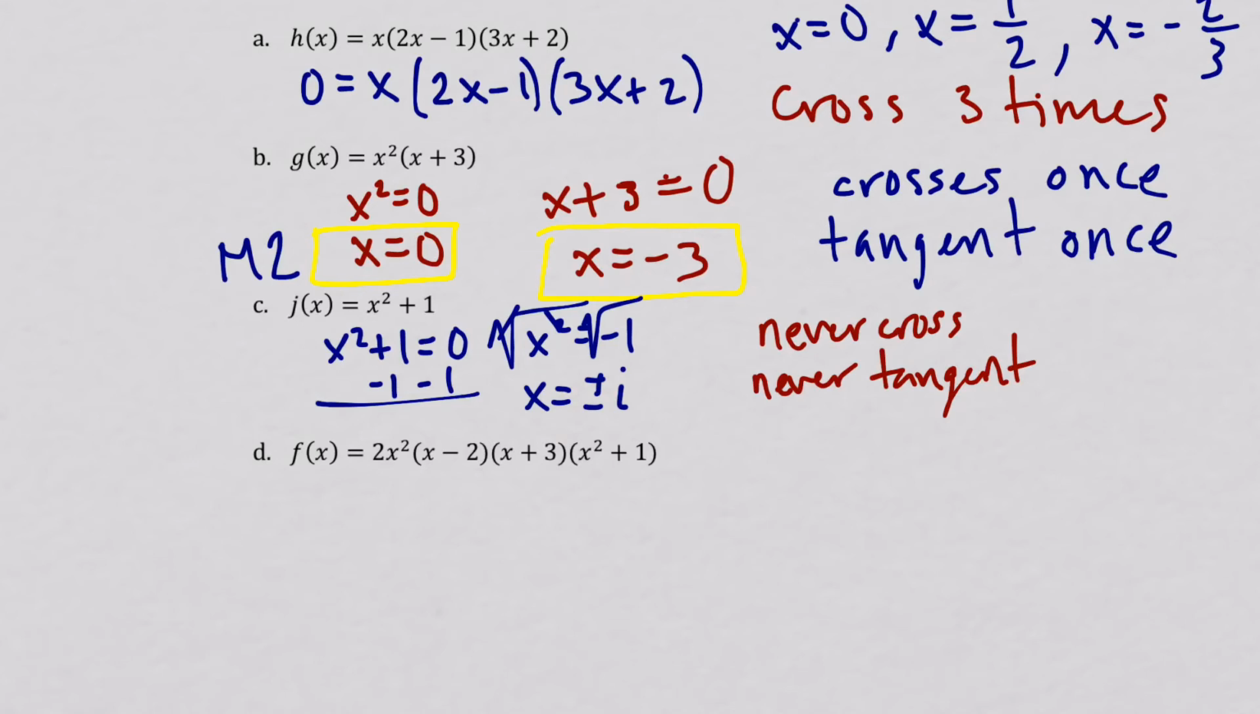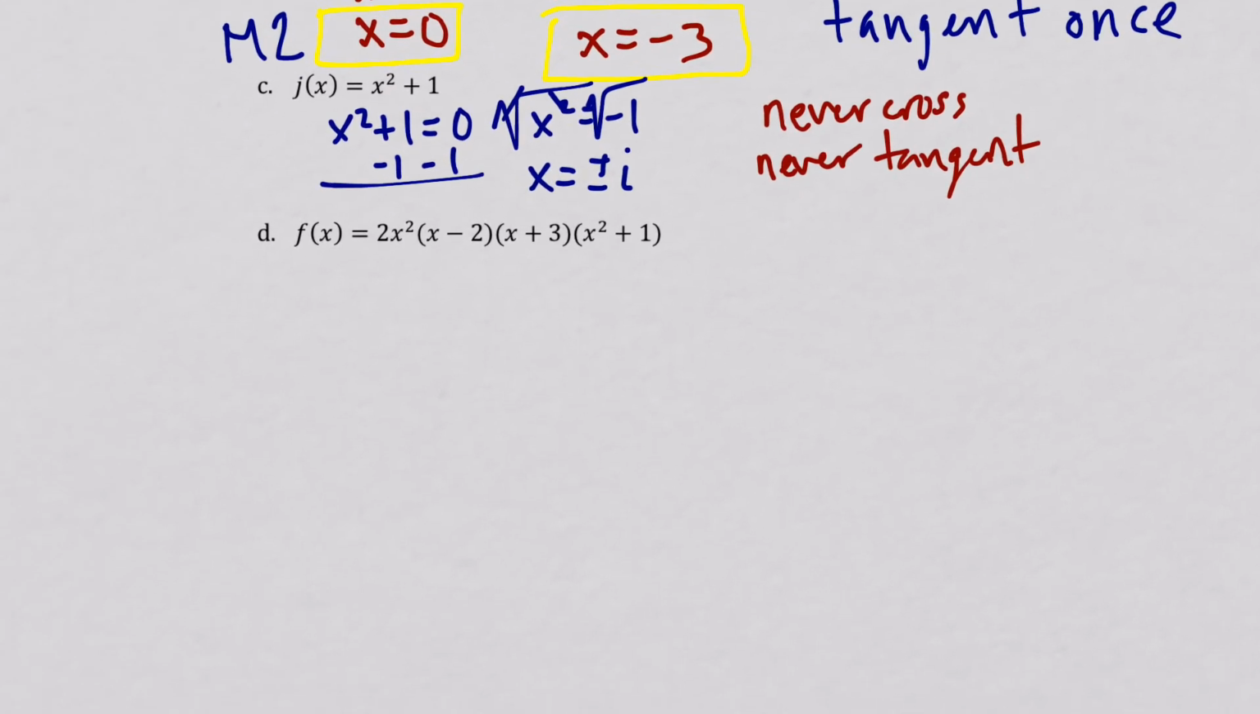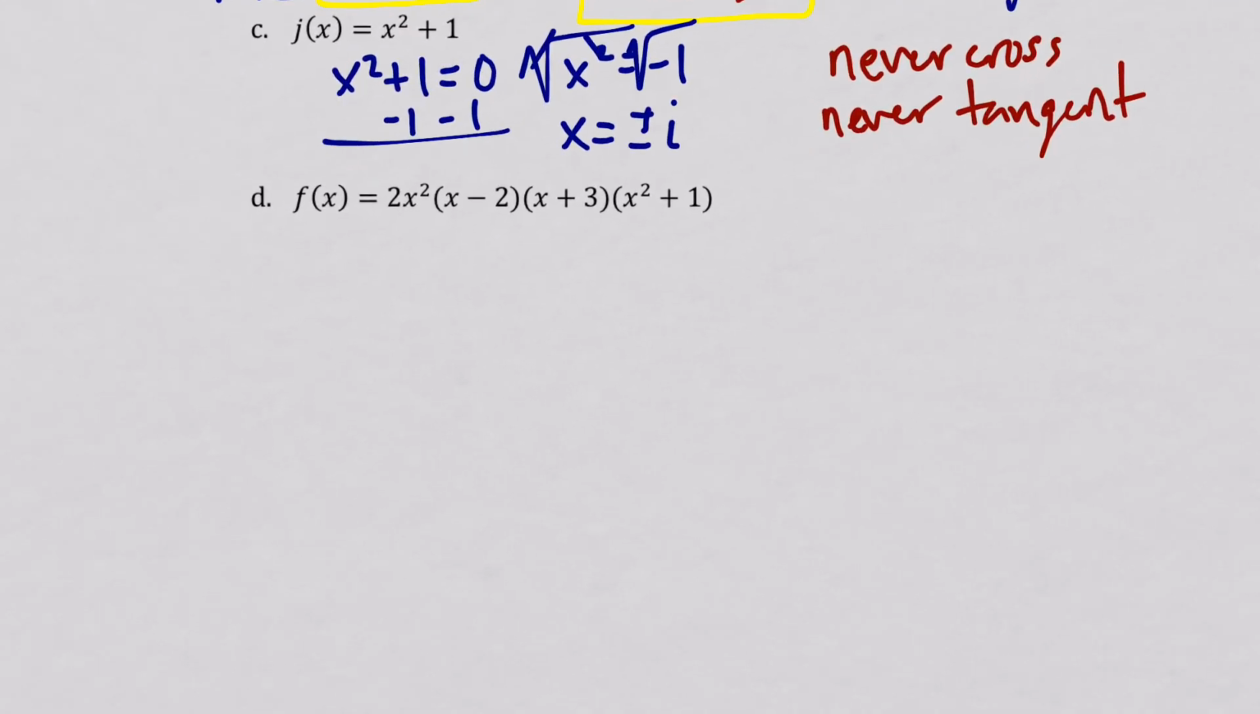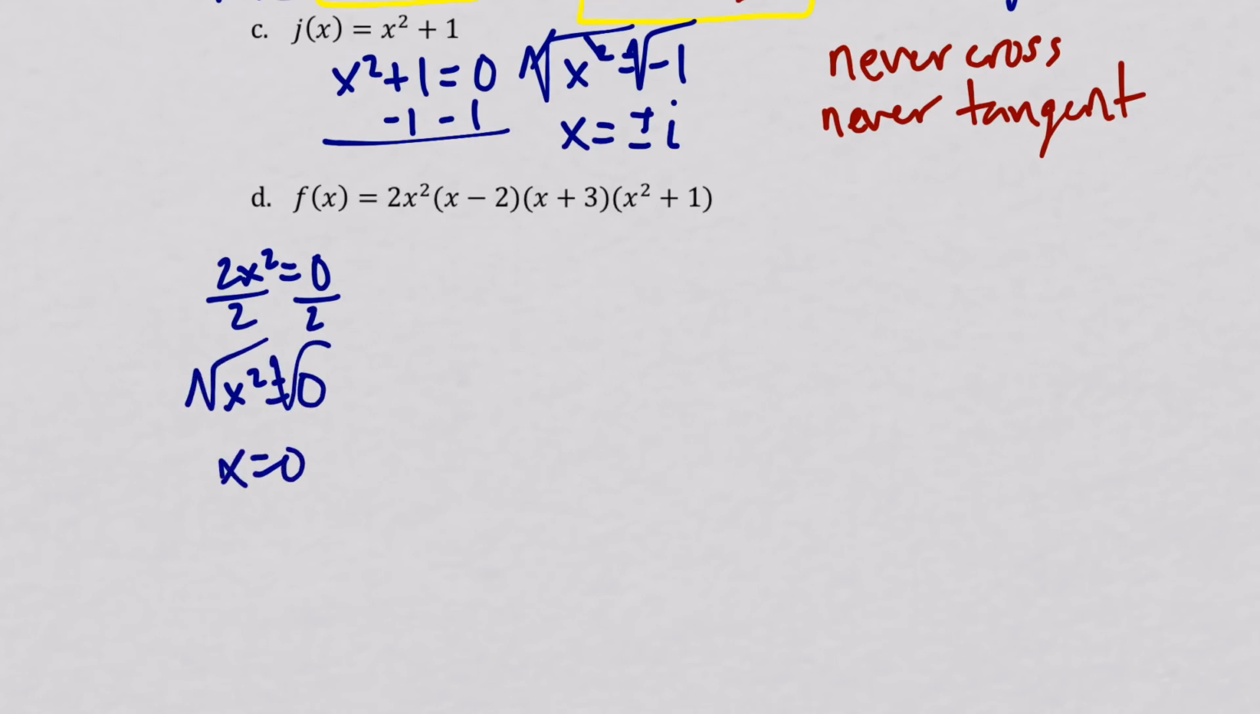All right, last one. Using the same tricks we've been doing, we can set this one up now. Set all of the factors, 1, 2, 3, 4 different factors, equal to 0 and solve. So 2x squared equals 0. That one you divide by 2 and you'll get x squared equals 0 because 0 divided by 2 is 0. Take the square root of both sides and you're going to get x equals 0. Multiplicity for that one is 2. x equals 0, multiplicity 2.